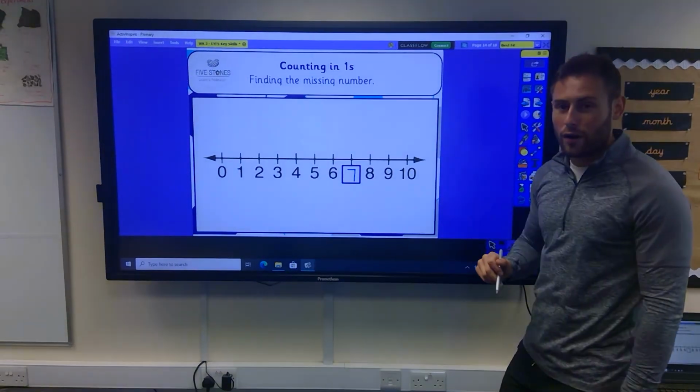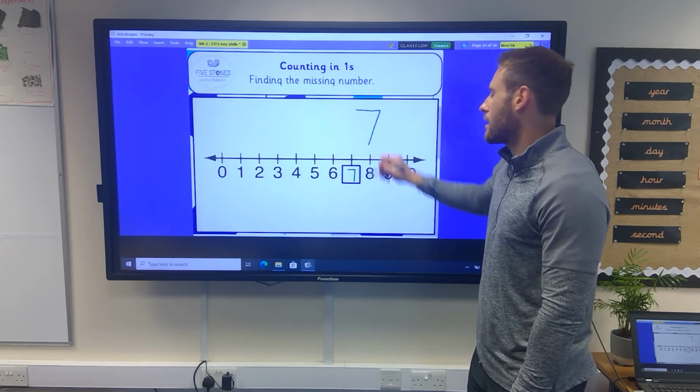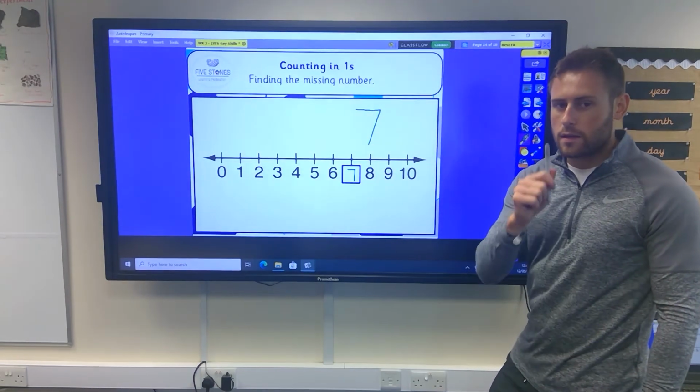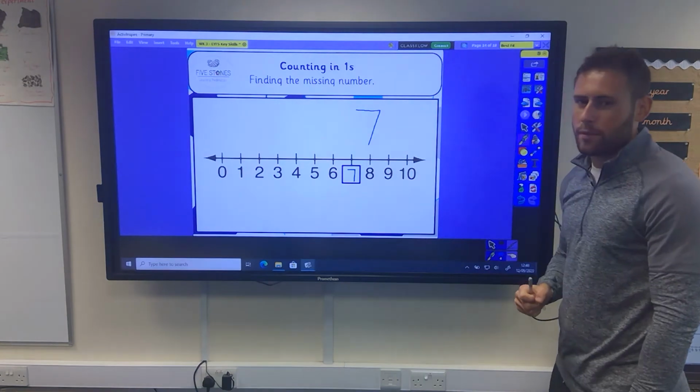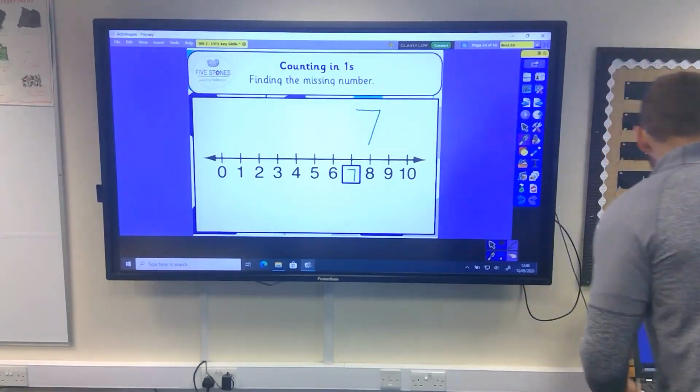Why don't we have a little go at writing the number 7? Go across and down. And maybe mum, dad, grandma, brother might correct your number 7 if it isn't quite like mine.